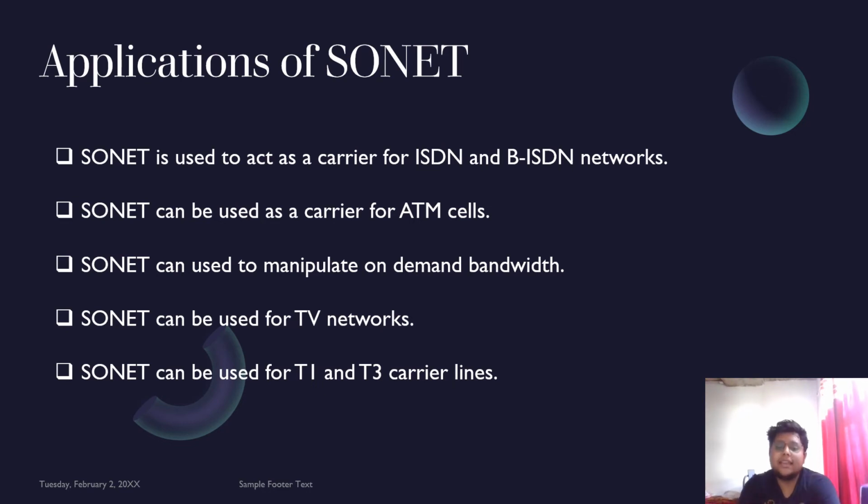Of course, the main use of SONET is in T1 and T3 carrier lines. The T1 and T3 carrier lines represent the amount of speed a data frame can pass through in some seconds. The T3, as I remember, represents a speed of 44 Mbps, as much as 44 Mbps going through.